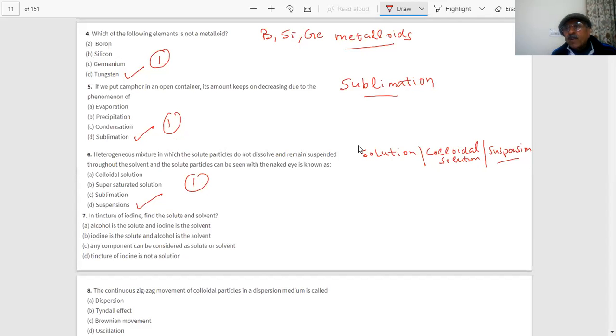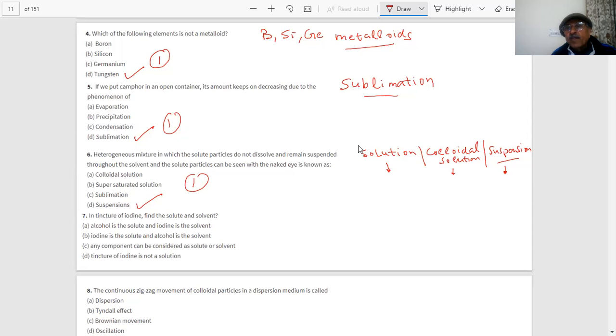Can you give me an example of a suspension, students? Do you have an example of a suspension? The mixture of chalk and water. Correct answer, mud, water, chalk. All these are examples of suspension, students. An example of colloidal solution you have already given. Milk is also a colloidal solution.